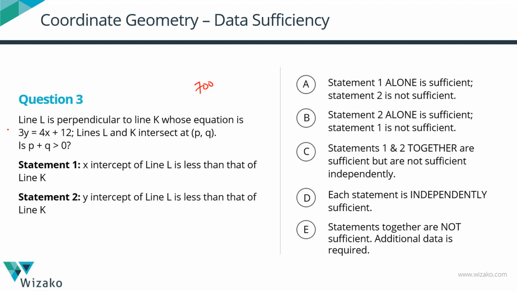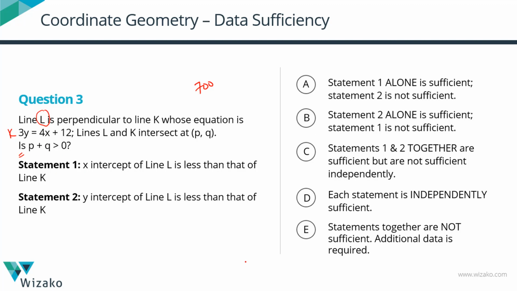This is the equation of line K. All that we know about line L at this point is that it is perpendicular to line K. Lines L and K intersect at a point P, Q. What we need to determine is whether the sum of P and Q is a positive number. It's an is question, and we've been given two statements.